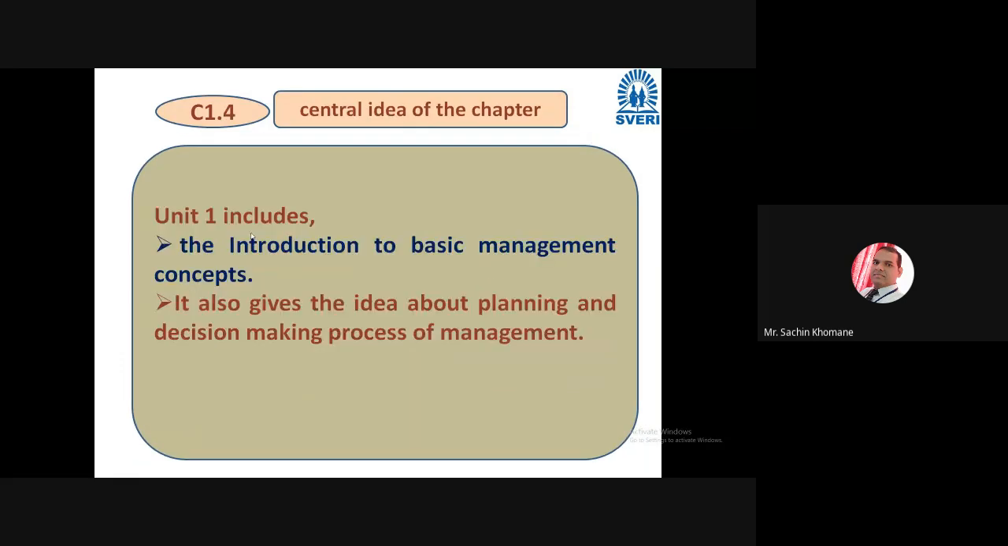Friends, the central idea of this particular chapter includes the introduction to basic management concepts, like what are the functions of a manager, what is the nature of management, what is planning. So this is the central idea of this chapter. It is a very generalized chapter.